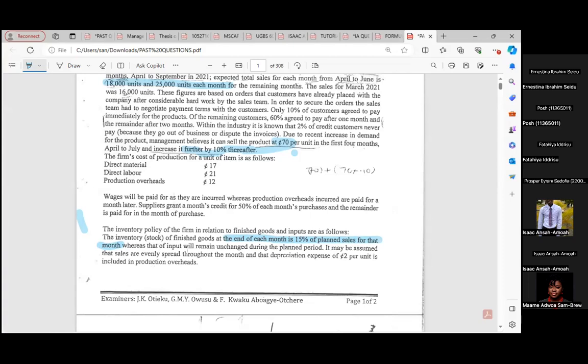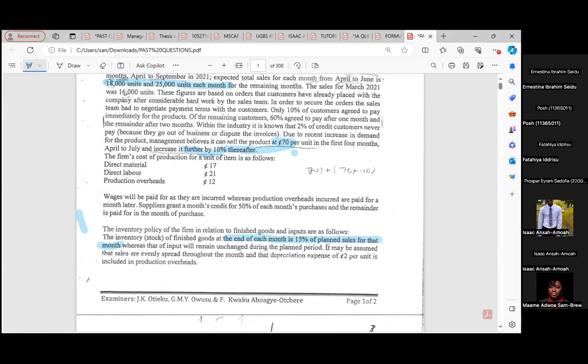Whereas that of input will remain unchanged during the plan period. So for the plan period, input will remain constant. The raw material budget will not be prepared because of this restriction. If you have your items held constant, you don't need to worry your head in preparation of a budget. So we are not going to prepare a budget for raw material. But let's pick on this policy to see if we can do something with it in the production budget.